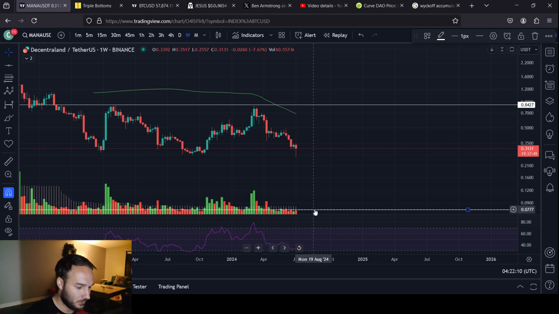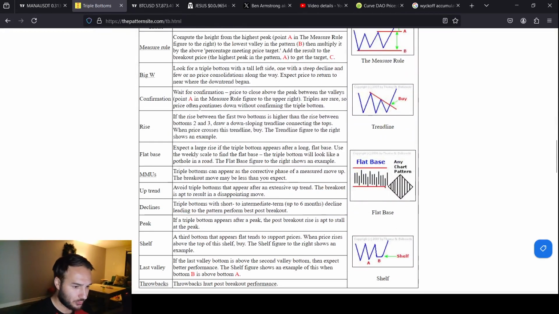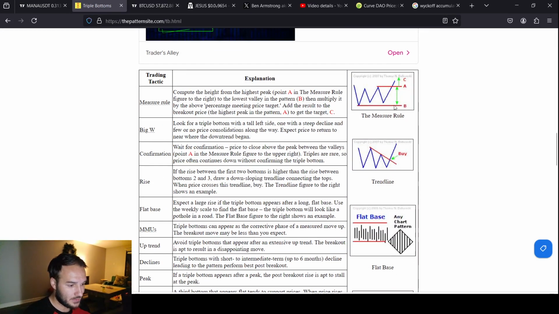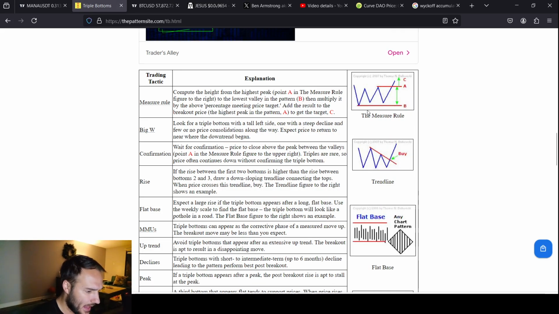If this is a triple bottom, then how we would measure it, the measure rule, is you take the low to the high, and then that's your measurement right there. So the low, right, would it be the low to the high? Compute the height from the highest peak to the lowest valley. Okay.